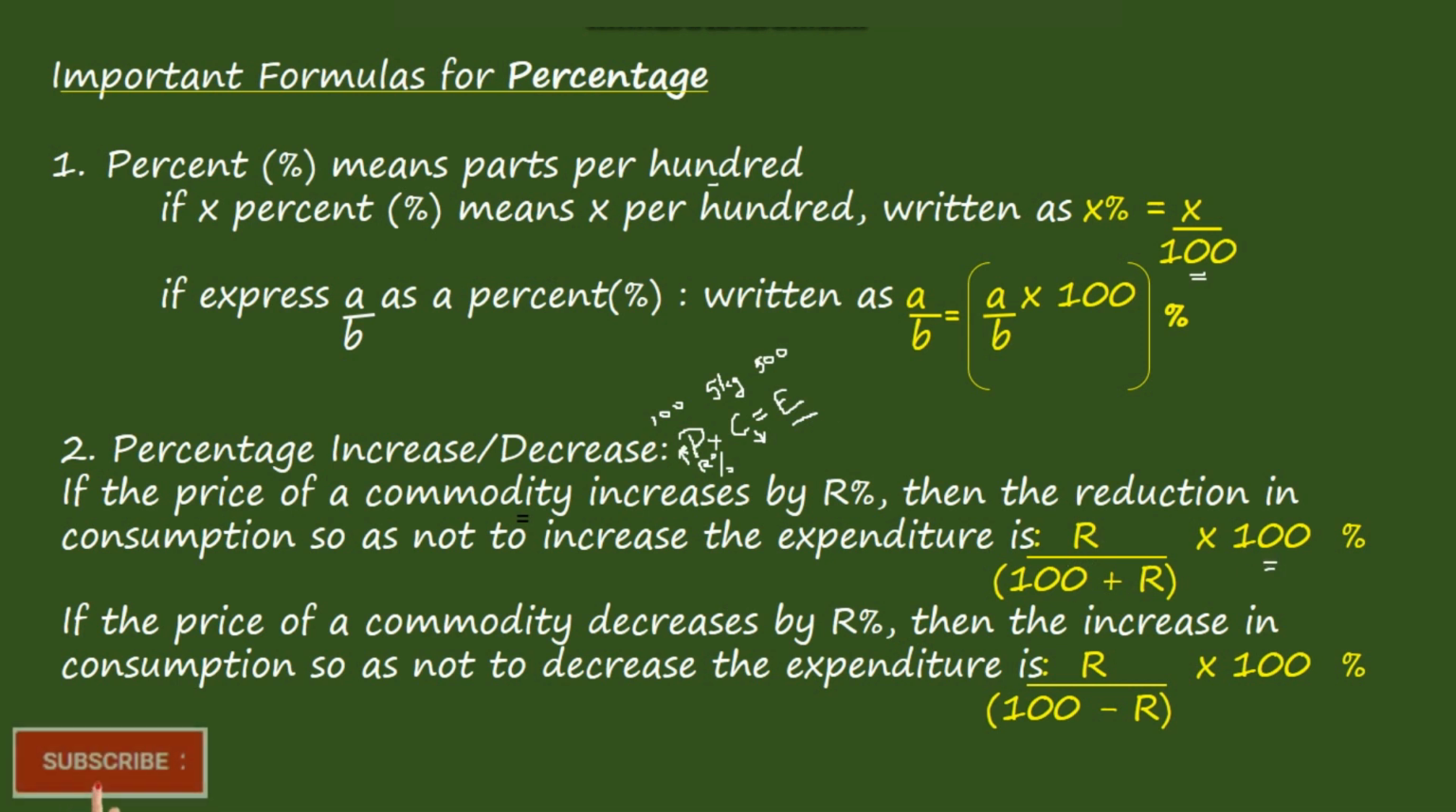Okay, in a similar case, if the price has been decreased by say r percentage, then the consumption can be increased so that the expenditure will be the same or constant, right? By what percentage the consumption should be increased is r by 100 minus r into 100 percentage. Okay, this is a common type of question you'll be getting in any type of competitive exams. Okay, we will be seeing a few more formulas of percentage now.